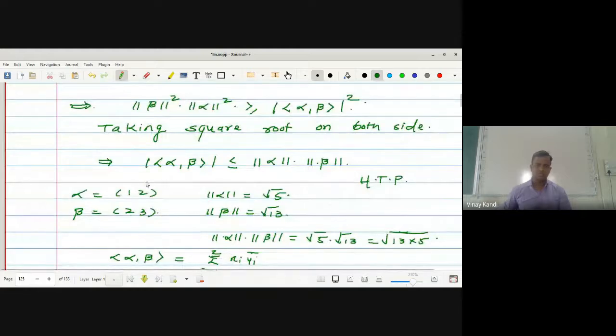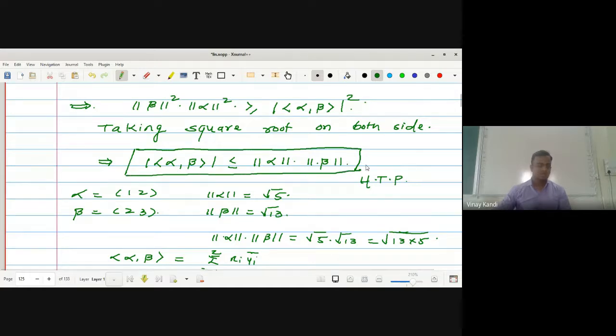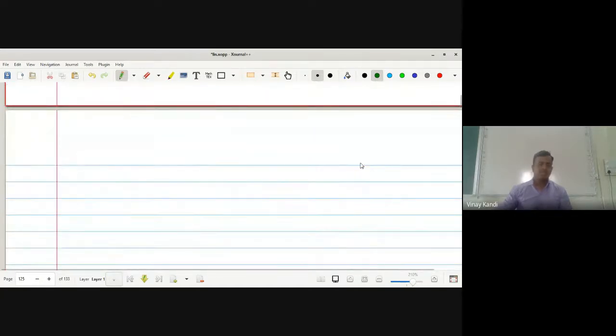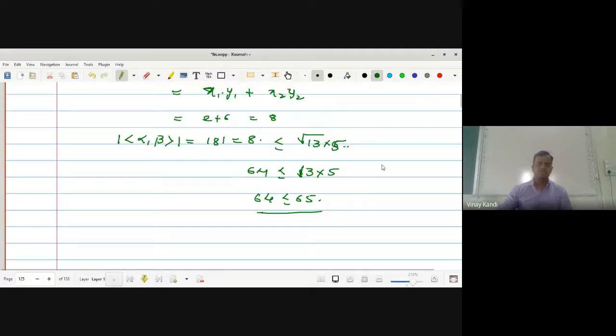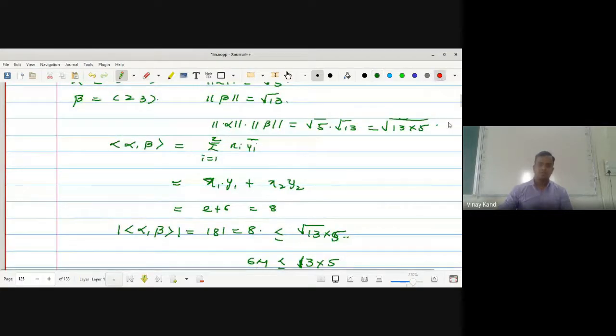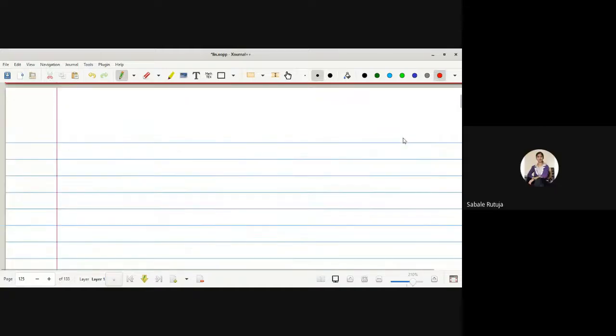Okay, so this is called the Cauchy-Schwarz inequality. Okay, now the next one is the triangle inequality. Any doubt in this theorem? No, sir.